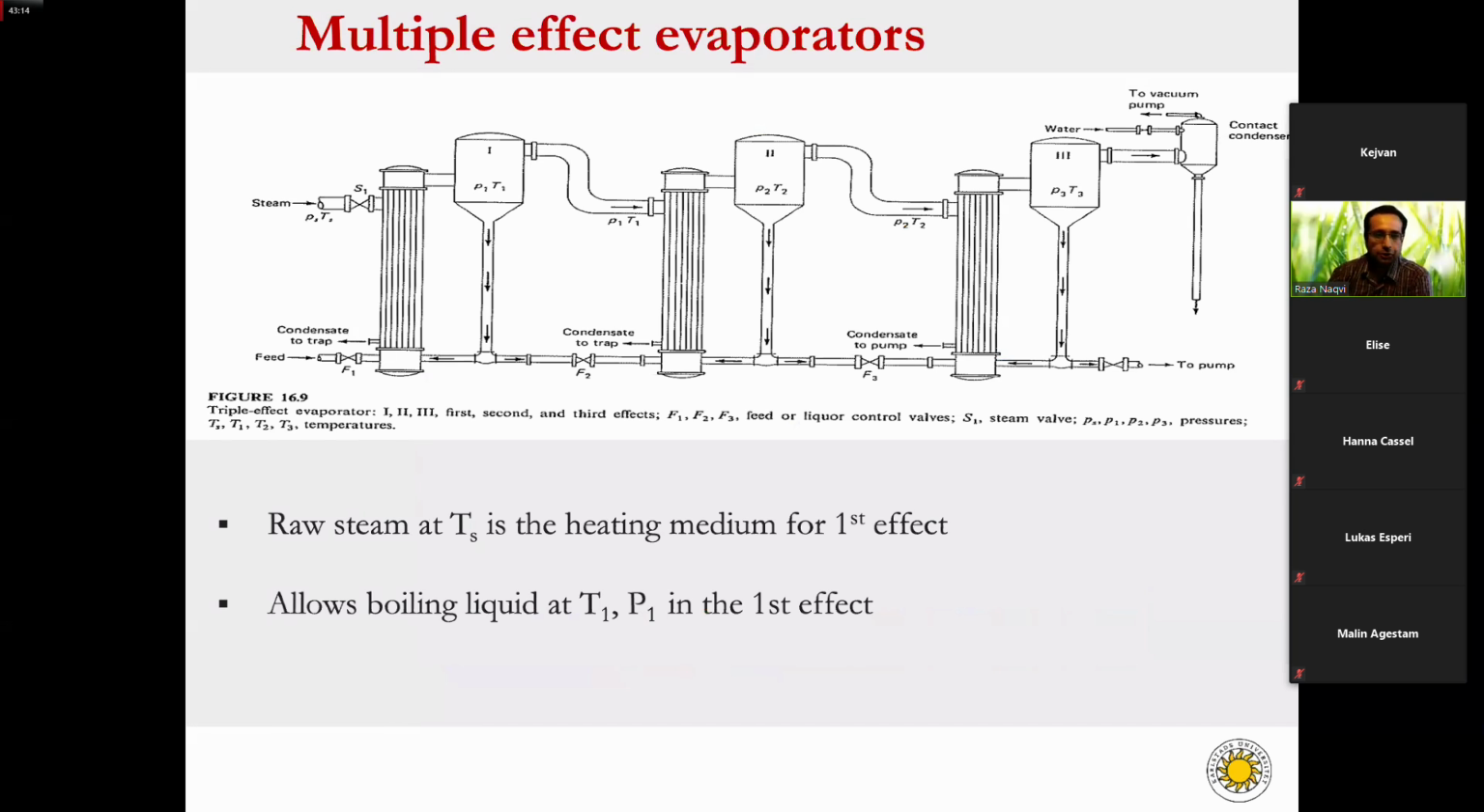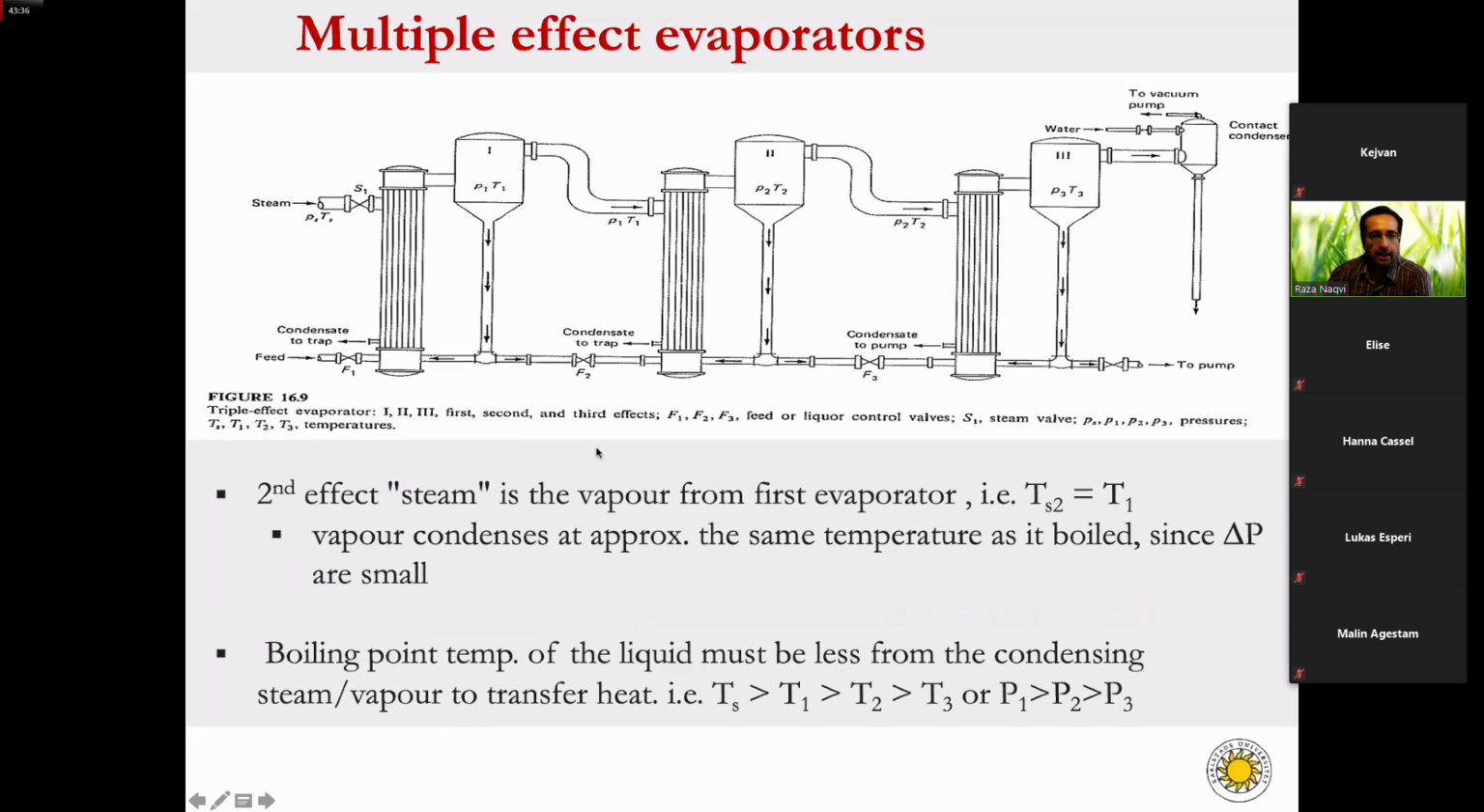so on. So in this type of configuration, we have steam at TS, which is used as a heating medium for the first effect, and it allows us to boil the liquid at a temperature T1. So T1 is here and T1 inside here, and P1 is the pressure in the first effect. In the second effect, the vapors from the first effect are taken as a heating medium for the second effect, right?